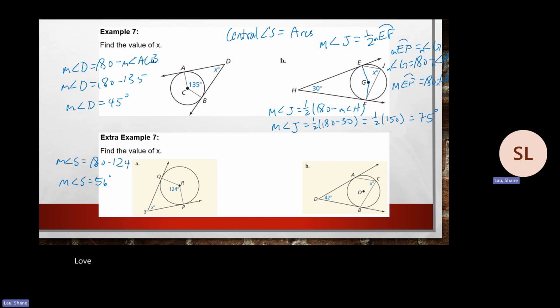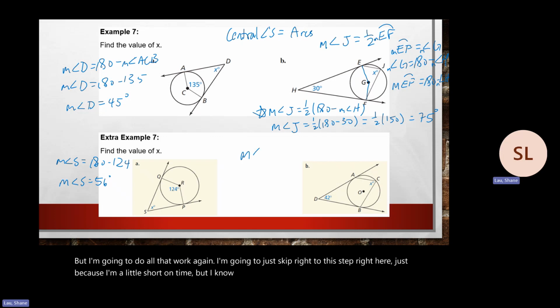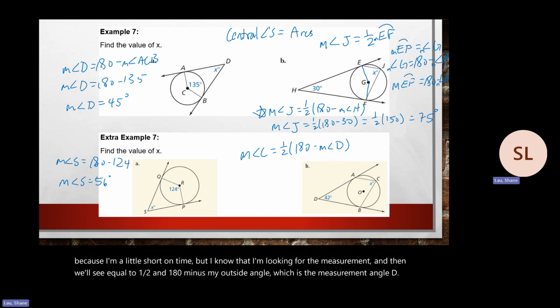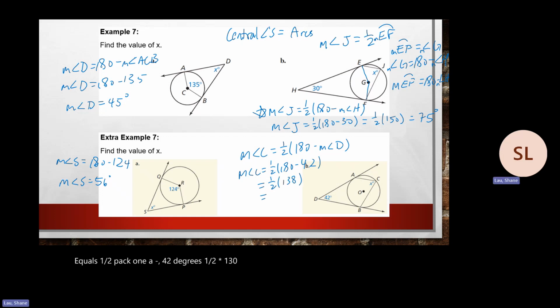We'll do the same exact thing for part B in extra example 7. To a T, the exact same thing. But I'm not going to do all that work again. I'm going to skip right to this step, just because I'm a little short on time. I know that I'm looking for the measurement of angle C equal to 1/2 times 180 minus my outside angle, which is the measurement of angle D. And so I would replace the values: the measurement of C equals 1/2 times 180 minus 42 degrees, 1/2 times 138 equals 69 degrees, and that is the measurement of C.